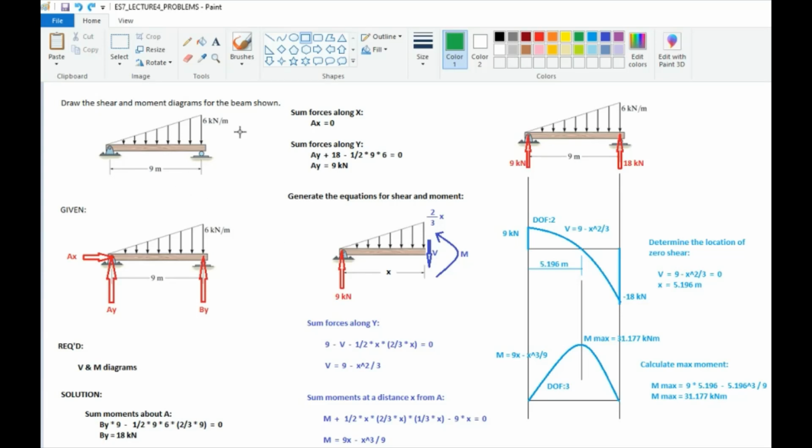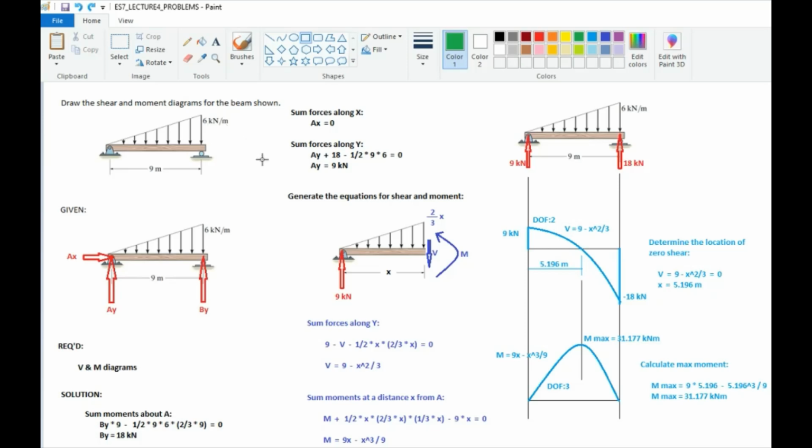Next, we have another triangular load, but this time, our beam is simply supported. So, draw the shear and moment diagrams for the beam shown. So, you have a 9-meter beam, pinned at the left, roller at the right. And then, you have a uniformly increasing triangular load of 6 kN per meter.